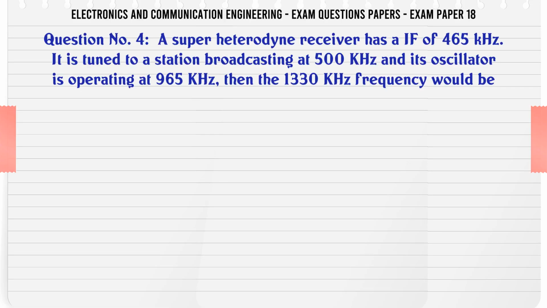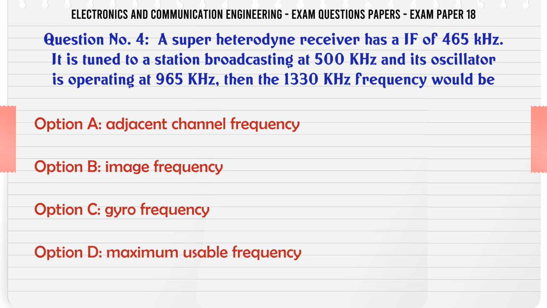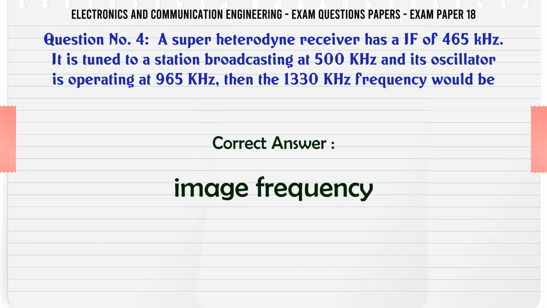A superheterodyne receiver has an IF of 465 kHz. It is tuned to a station broadcasting at 500 kHz and its oscillator is operating at 965 kHz. Then the 1330 kHz frequency would be A. Adjacent channel frequency, B. Image frequency, C. Gyro frequency, D. Maximum usable frequency. The correct answer is image frequency.